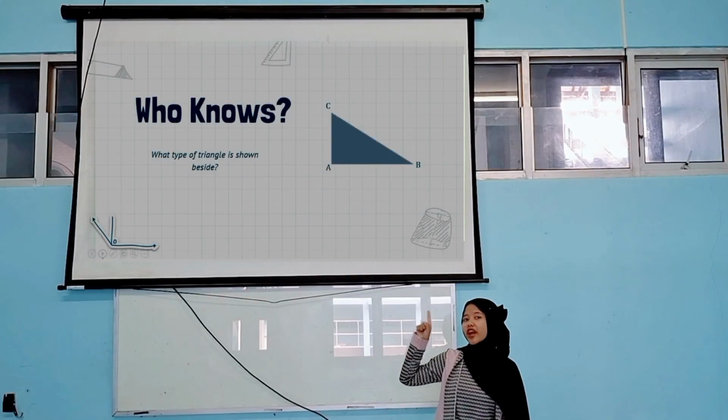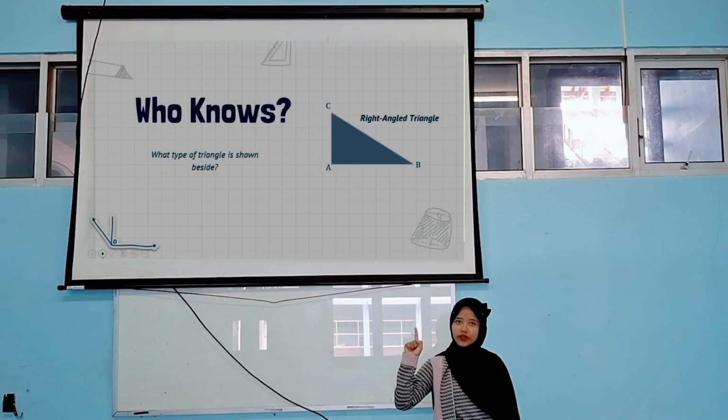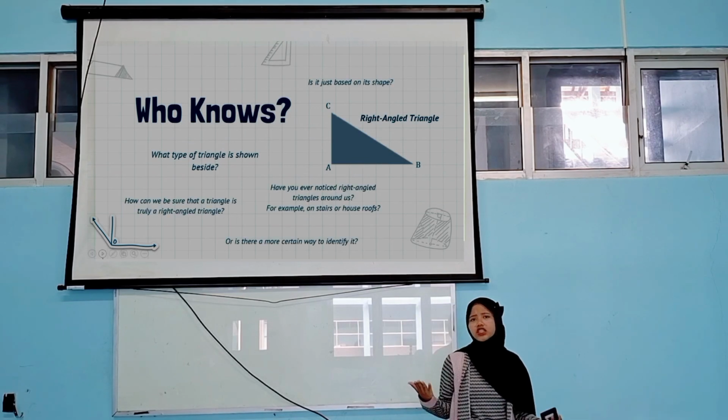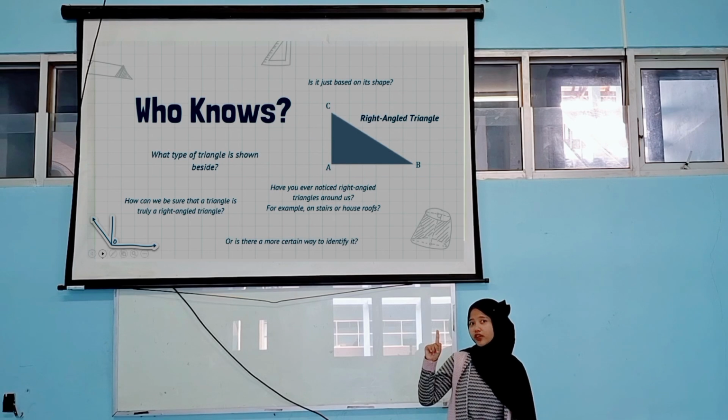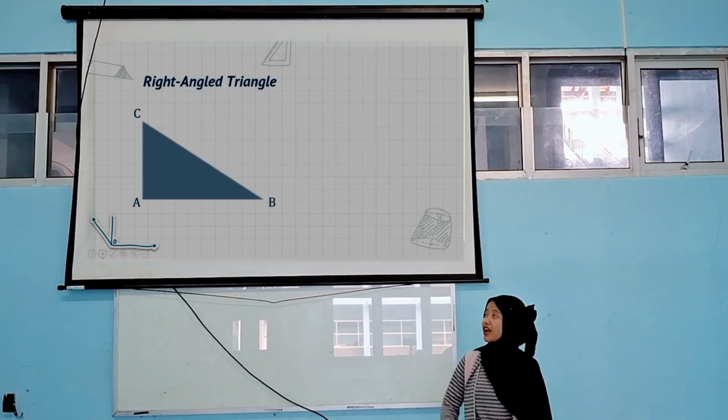Look at this triangle. Do you think it's a right angle triangle? How can you tell? Is it just by its shape? Or is there a mathematical way to prove it? Let's find out together.